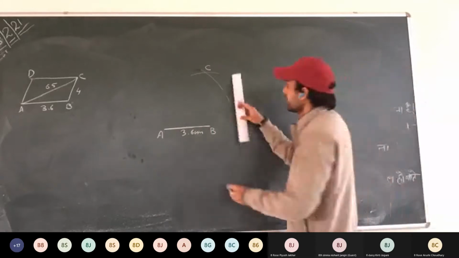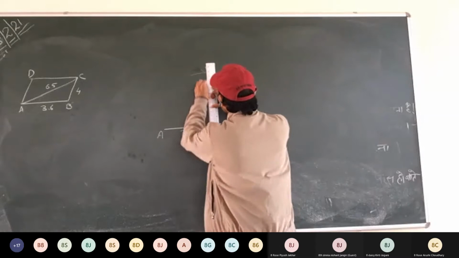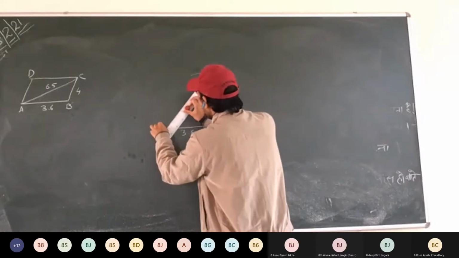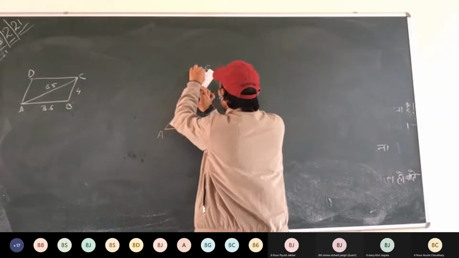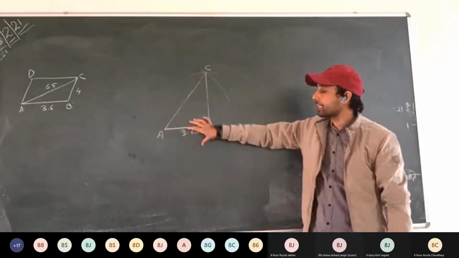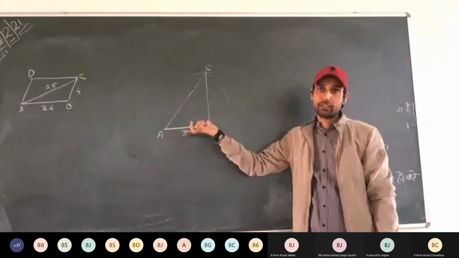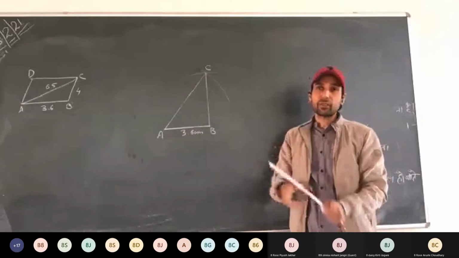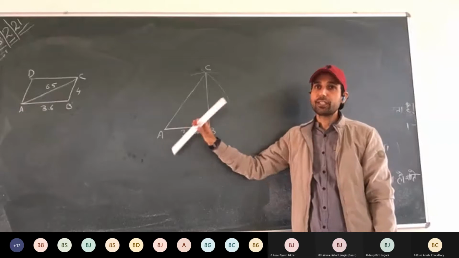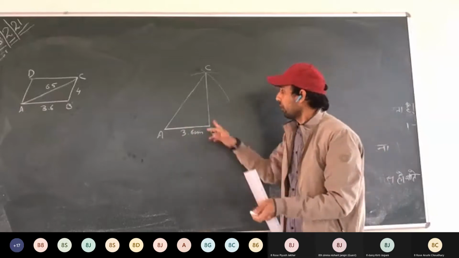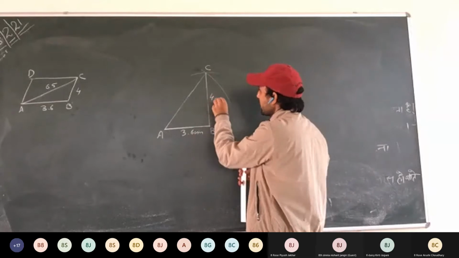Now join them with scale. Look here, you may get a little different figure from mine because I'm not using the proper scale. I am just drawing approximately. You may get a slightly different figure. So we have got C. This is 3.6 centimeters. This is 4 centimeters.